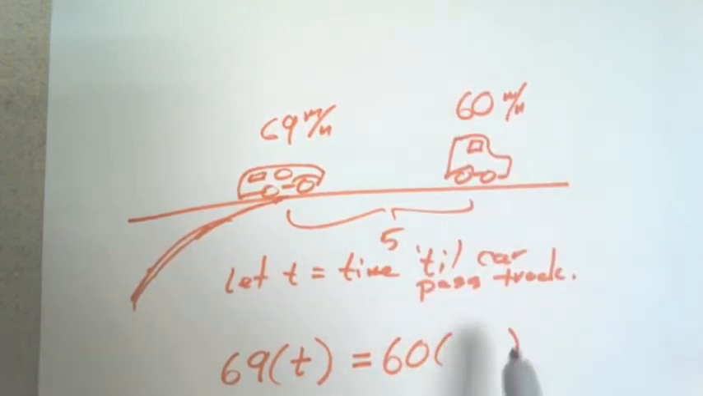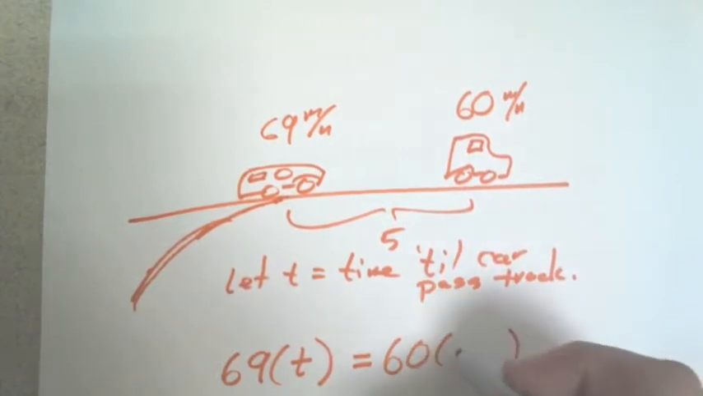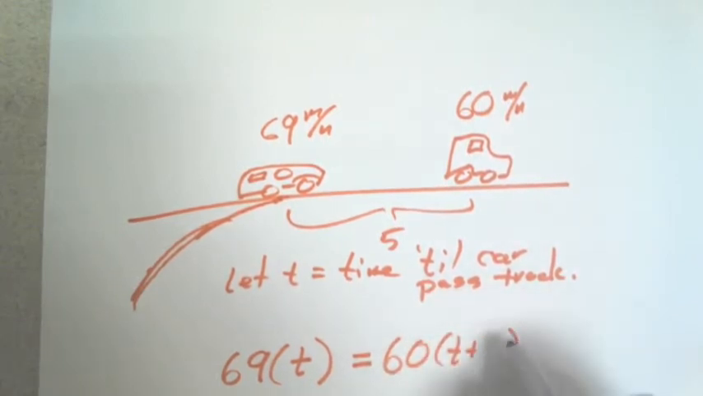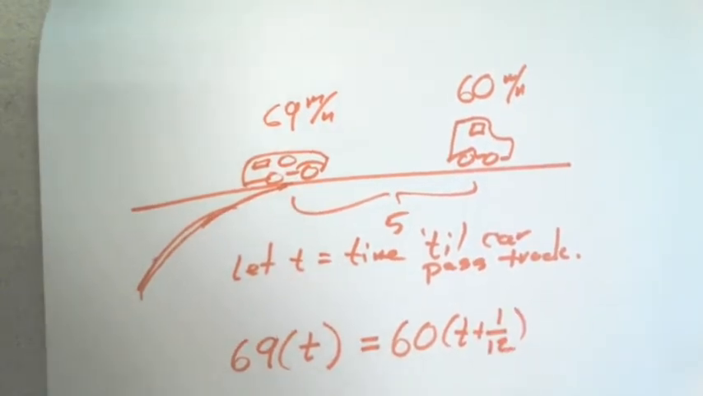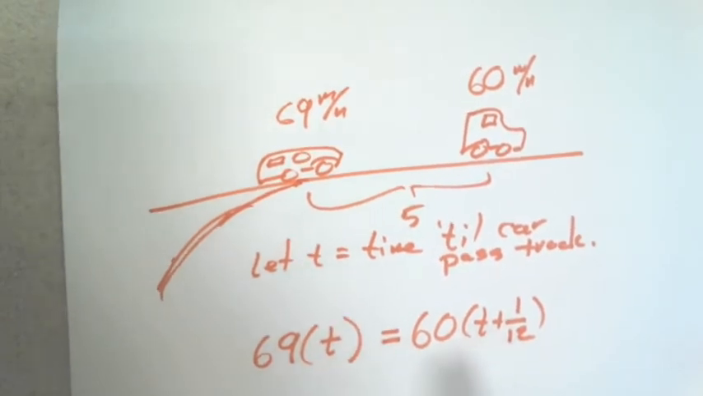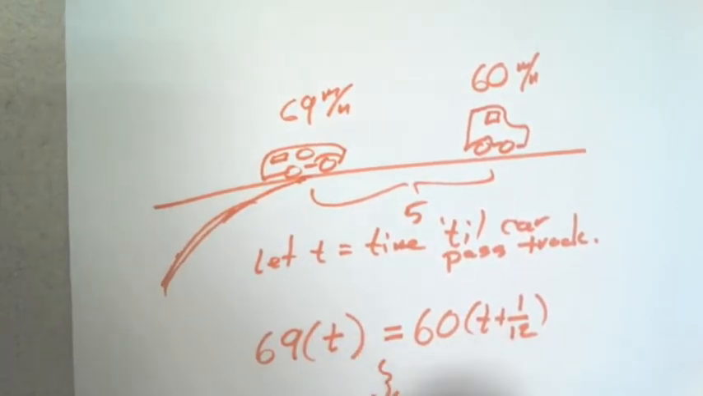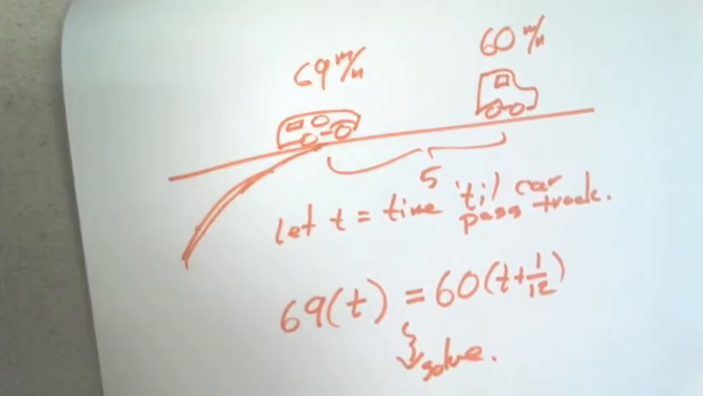But the time for the truck is different. The truck has been going for an extra 5 minutes. So the car is going 69 miles an hour for t minutes, or t hours technically. The truck has been going 60 miles an hour for t plus 5 minutes. And of course, 5 minutes is 1/12 of an hour. When those two things are equal, the car and the truck will be in the same position.